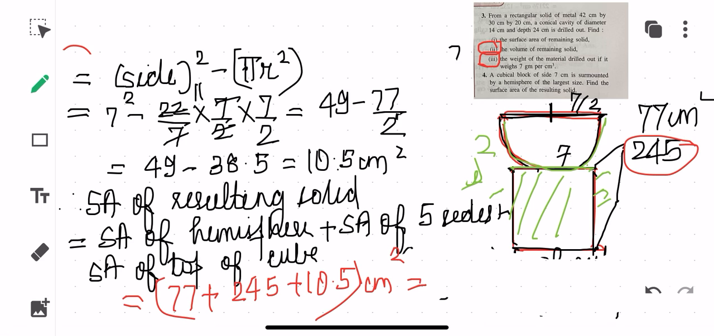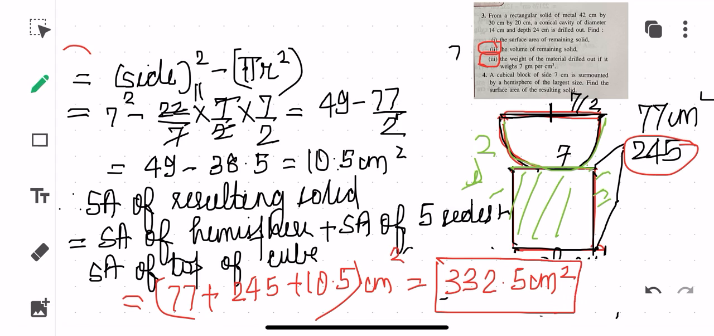Okay, so how much is this? 245 plus 10 is 255, plus 77 is coming out to be 332. So this is 332.5 centimeter square. So this is the answer that you are getting, that this is the surface area of the entire figure which is there. Alright, so this is the way this particular sum has to be done.